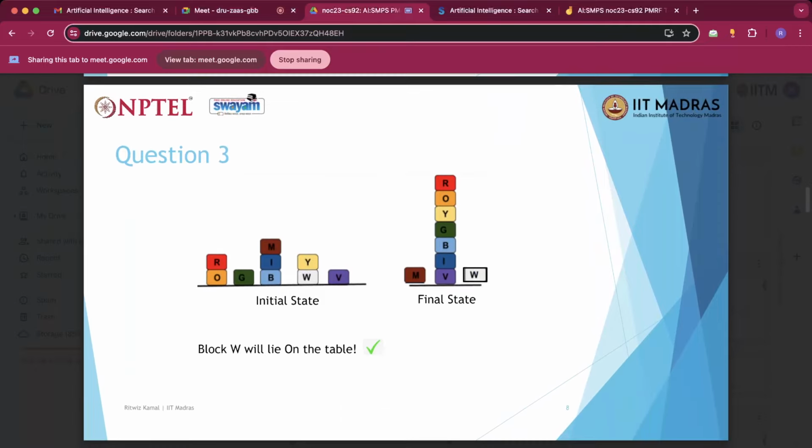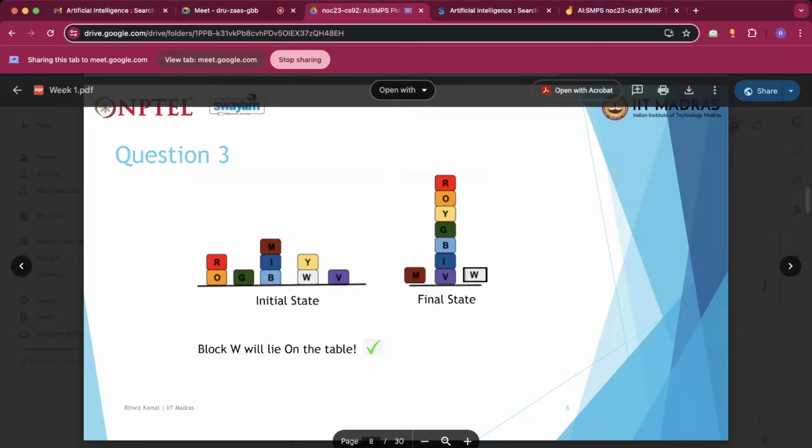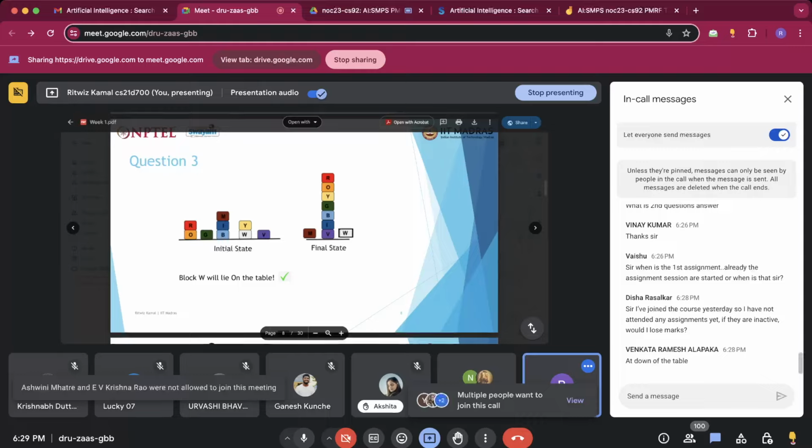So, as some of your colleagues answered in the chat box, W will be lying on the table itself, right? Both W and M. So the block W will be lying on the table. That's a pretty straightforward answer.